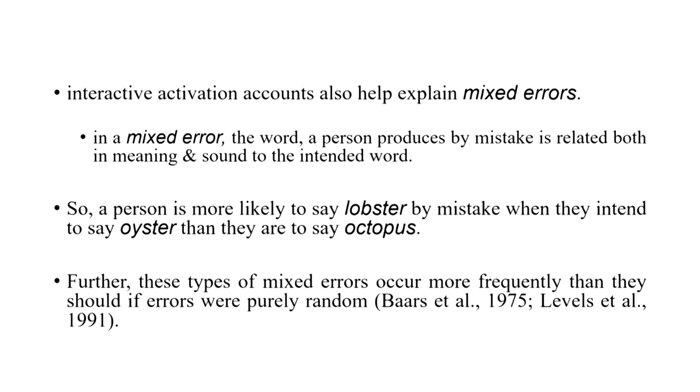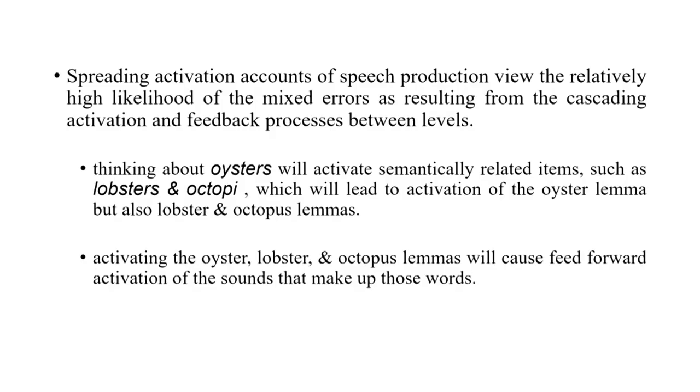And if you look at the speech error data, you will find that these kinds of errors are much more common than if errors were purely random. Because if errors were purely random, you would have an equal chance of producing either lobster or octopus or any set of jumbled phonemes. Now, the spreading activation account of speech production views the relatively high likelihood of us producing mixed errors as resulting from the cascaded activation and feedback process between levels.